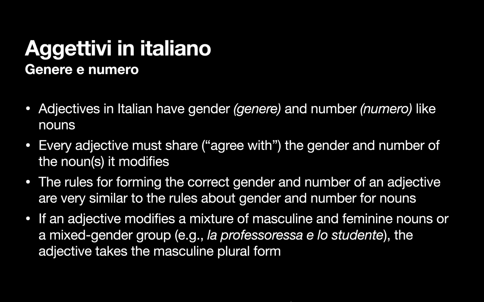If an adjective modifies a mixture of masculine and feminine nouns or a mixed gender group, then the masculine plural form is used. So, la professoressa e lo studente sono bravi. As we're going to see in the next slide, that would be the masculine plural of bravo.